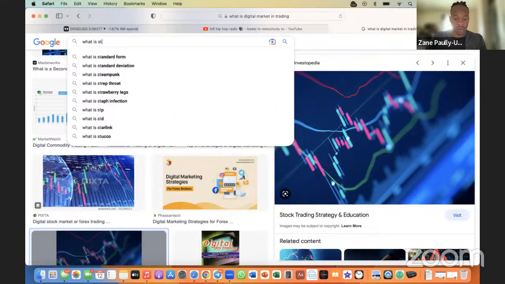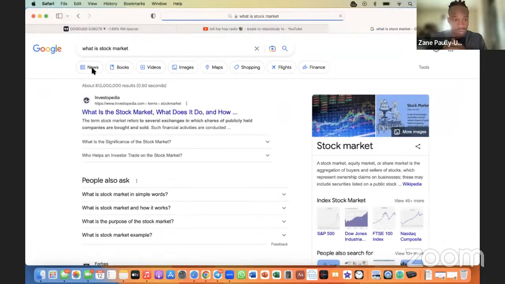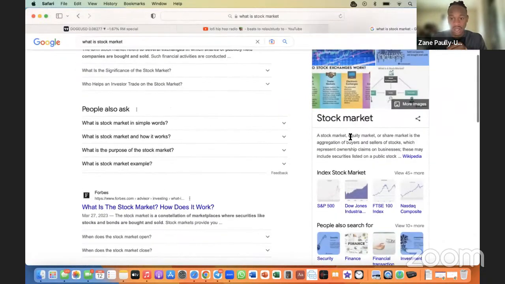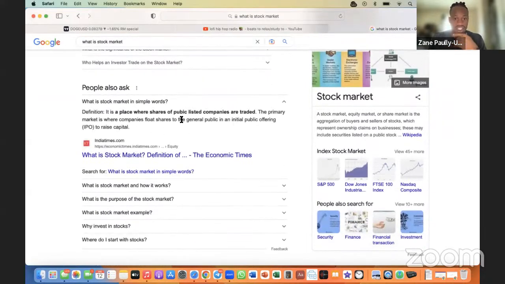What is the stock market? So, right, what is a stock market? A stock market, the definition, it's a place where shares of public listed companies are traded. The primary market is where companies float shares to the general public in an initial public offering, IPO, to raise capital. Okay, so remember, it's in bold right there. It is a place where shares of public listed companies are traded.